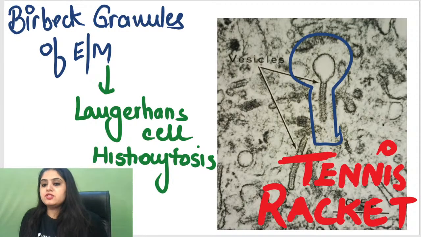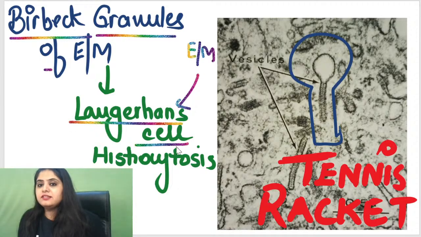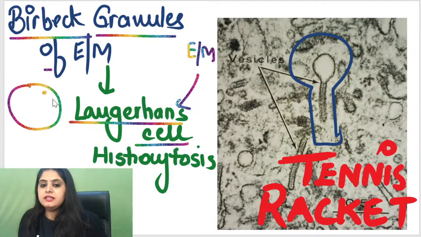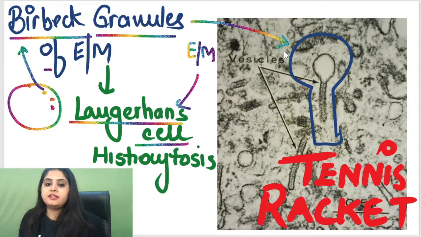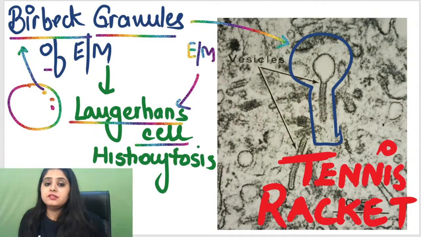Acha, so now this is the image that you need to know. The black and white photo, electron microscopy, Langerhans cell histiocytosis, tennis racket. So what exactly is tennis racket? The Birbeck granules. ये जो Langerhans cell है, the Langerhans cell that has granules. What are those granules known as? Birbeck granules, and those granules are giving me this tennis racket appearance. Langerhans cell as a whole doesn't give me tennis racket appearance. The Birbeck granules give me the appearance. Are we okay with this?